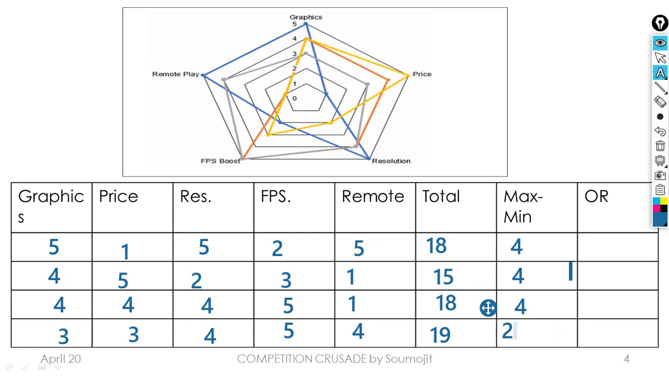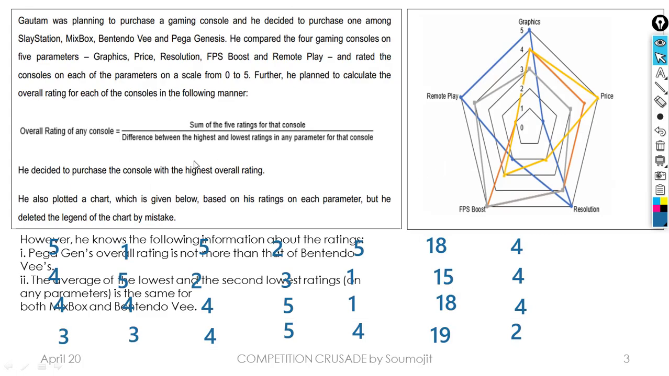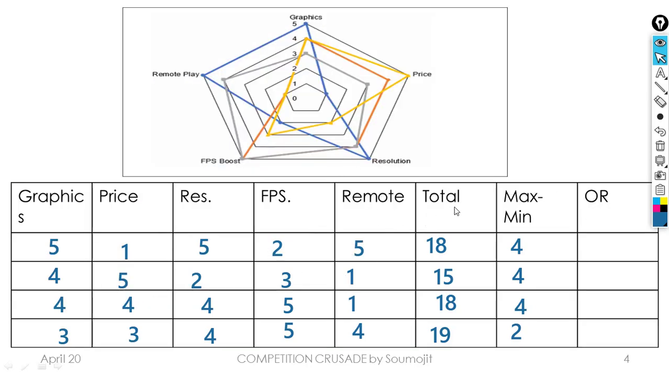Alright, so the overall rating. The overall rating is nothing but, there was this formula given to us, right? This is the formula: the sum of the 5 ratings divided by the difference of the highest and the lowest. So the sum of all is 18 and the difference between max and min is 4. So what I'll do is I'll just plot this one, 18 by 4, right?